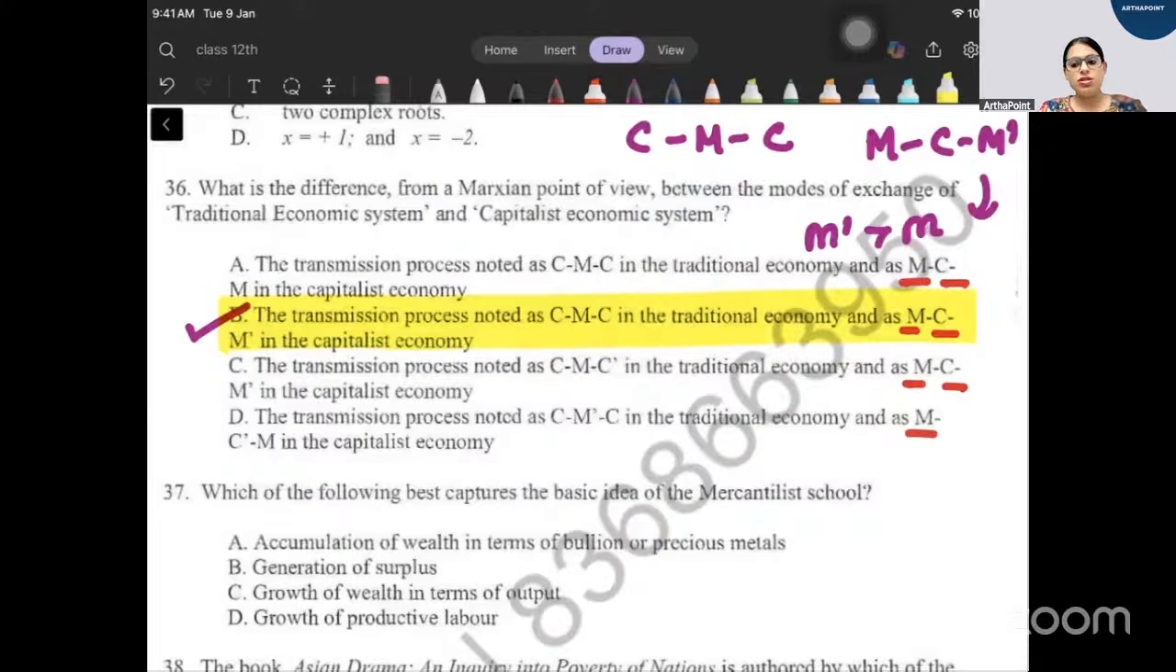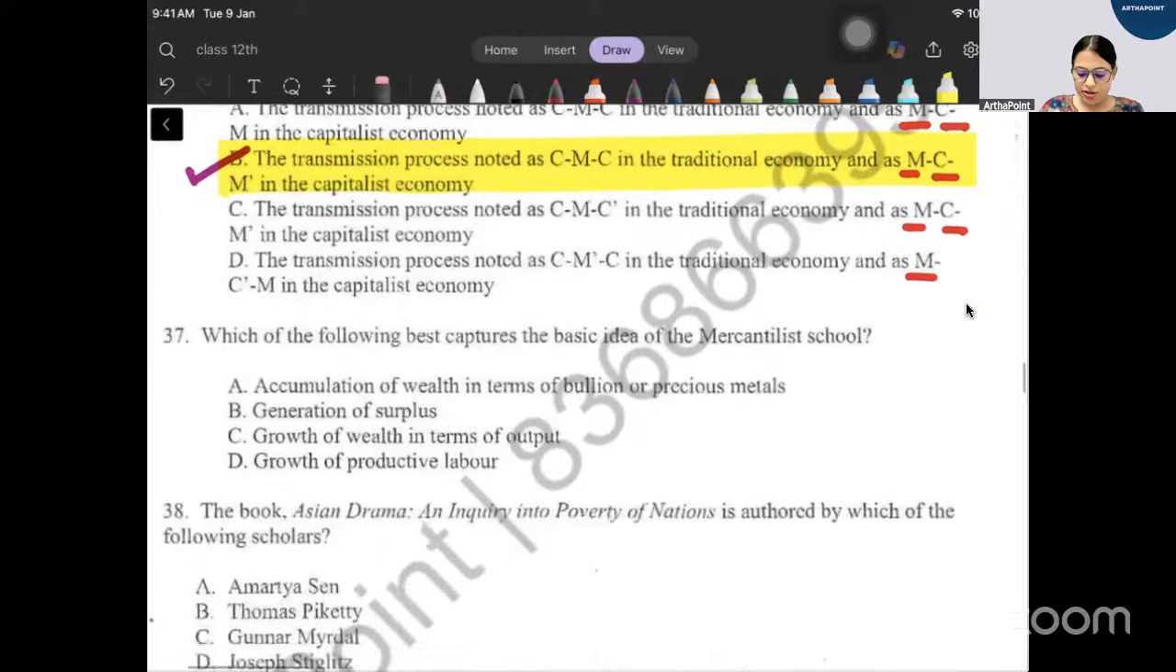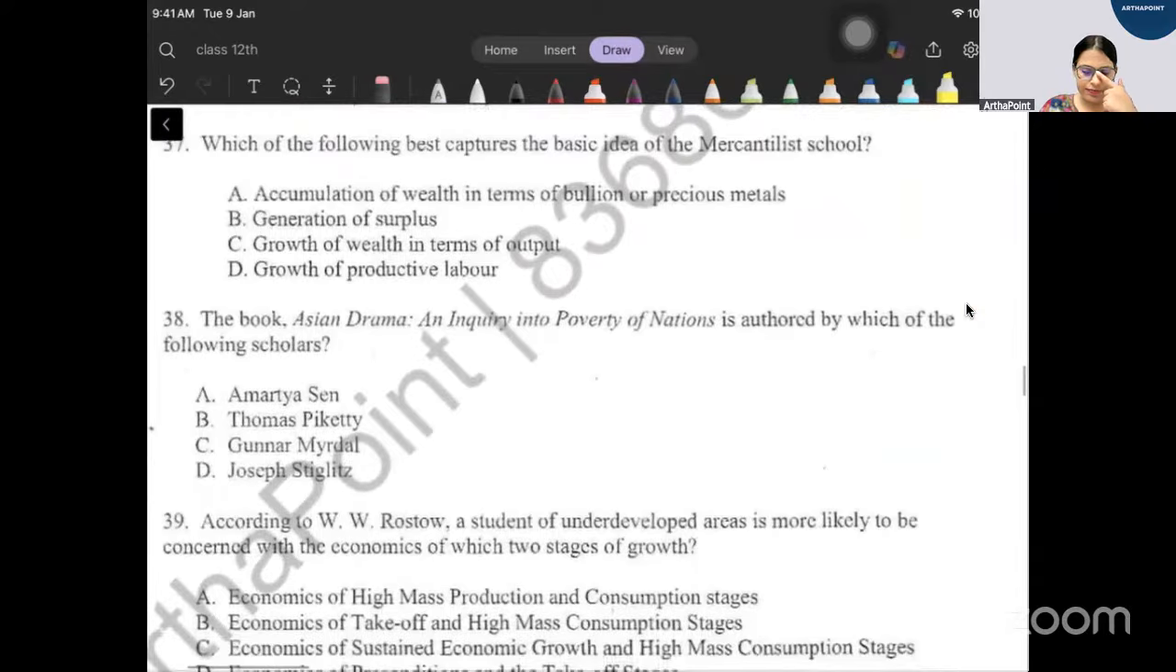I hope you learned something new in this. ठीक है. समझे बात को. So these are the two kinds of economies which were given by Marx. ठीक है जी. Come to the next question. Do question number 37.